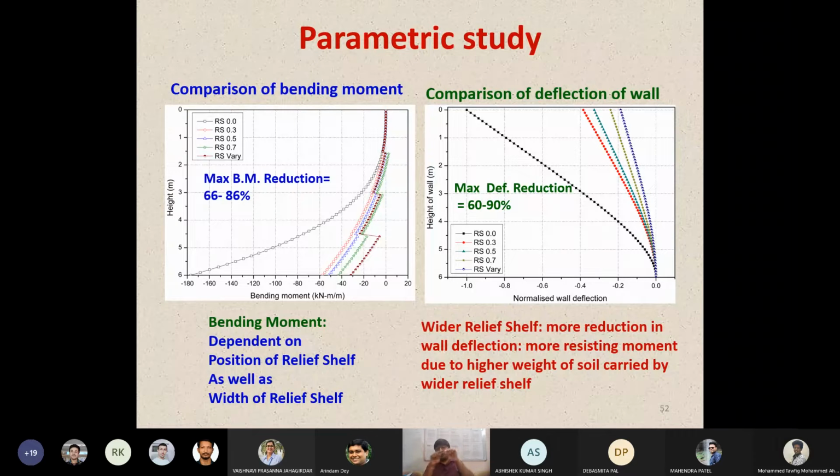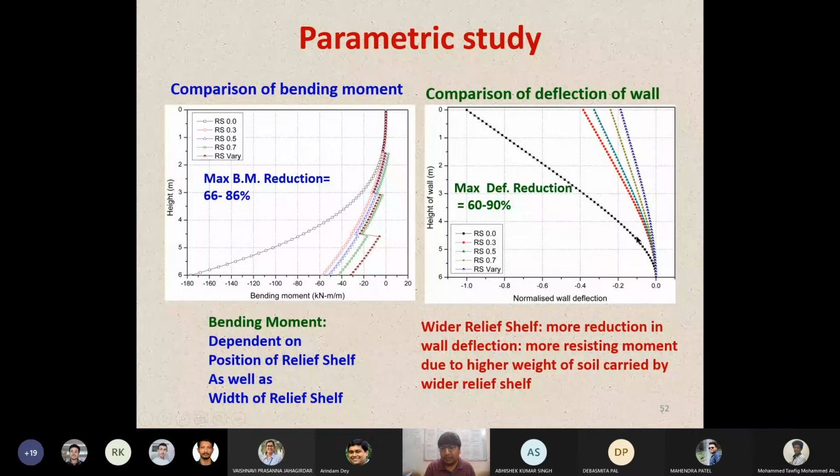Above the wall, if you talk about the relief shelf, if you keep on increasing the width of the relief shelf, it will be supporting a higher amount of weight of the backfill, and it will have a tendency to move the wall towards the backfill. So that is what is making it reduce the moment at the wall section. And due to this kind of phenomenon, there will also be a reduction in the wall movement.